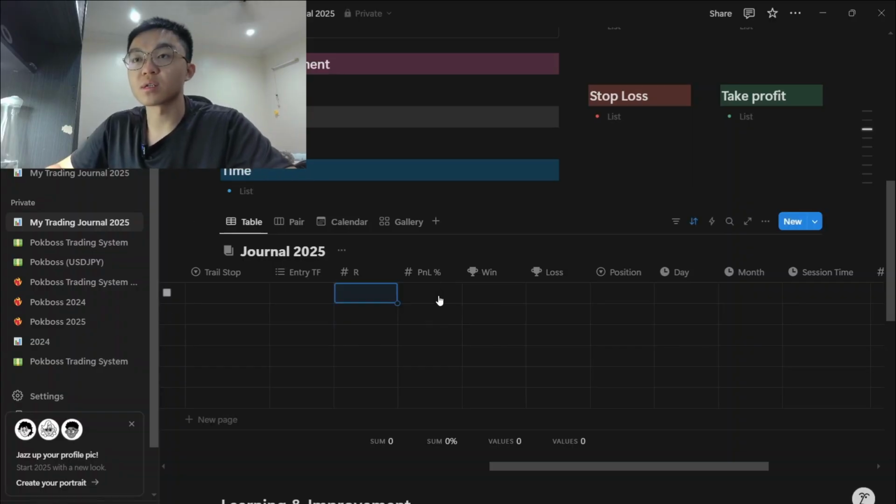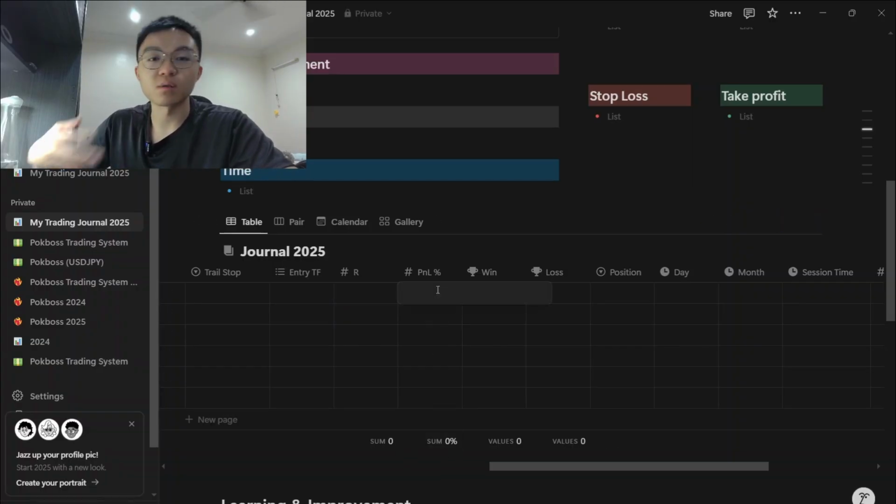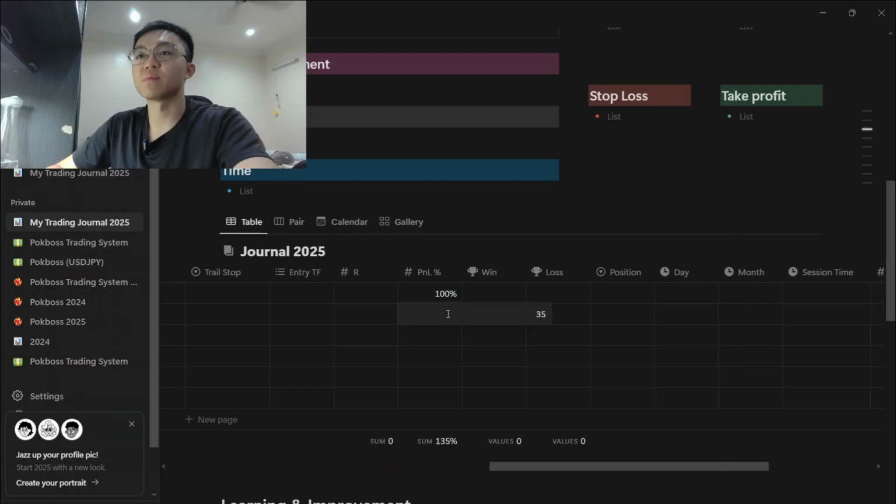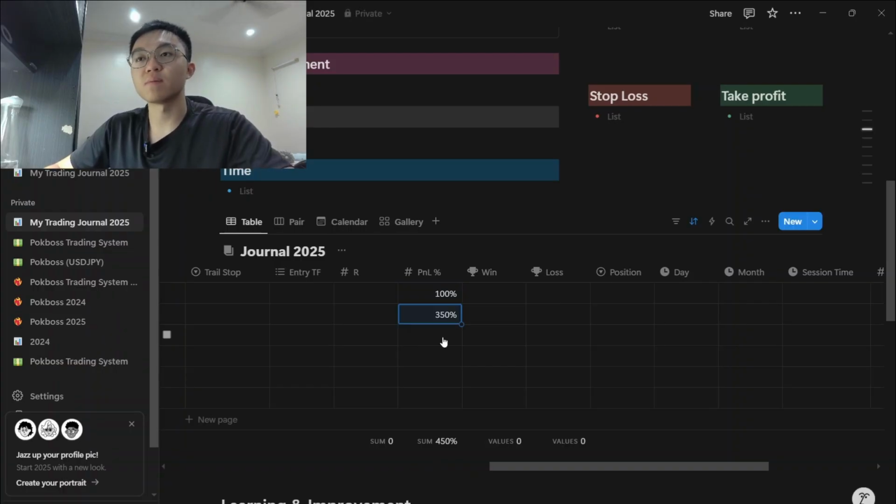And then the profit here, the same thing. Let's say I earn $100 on this trade, 100, and then let's say on my second trade I earn $50, the total is $150.